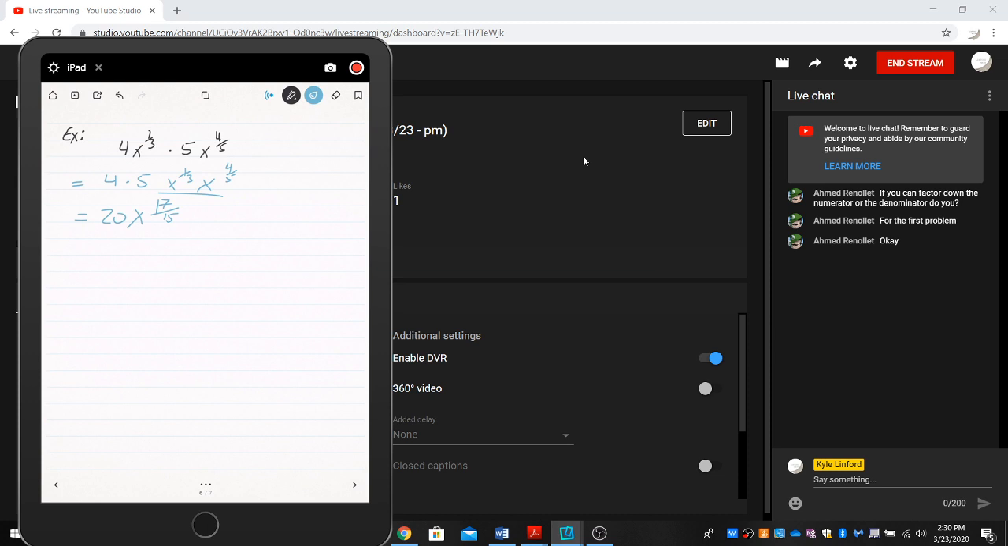Now, I believe in the directions for the exit ticket, I told you to actually go ahead and write these as radical expressions. Don't have any fractions as your answers. Convert them to radicals. So let's go ahead and do that.